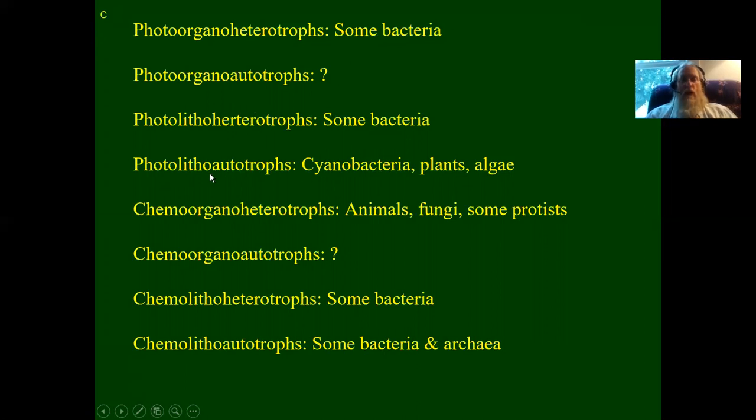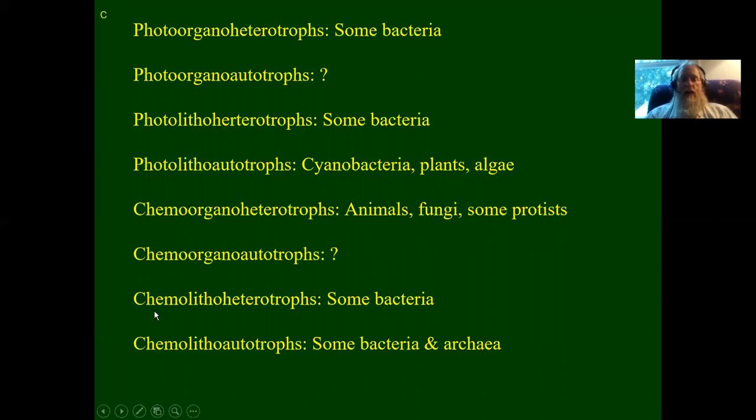And in photolithoautotrophs, we have cyanobacteria, plants, and algae all fall into this group. A large group are chemoorganoheterotrophs, which are animals, including, of course, us, fungi, and then protists, which refer to single-celled eukaryotes. So some of those, like an amoeba, would fall in that group. Not clear if Earth has any chemoorganoautotrophs.